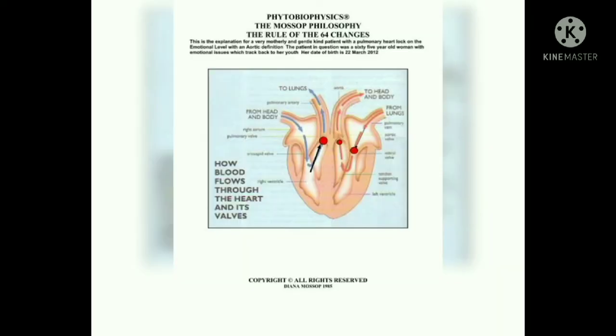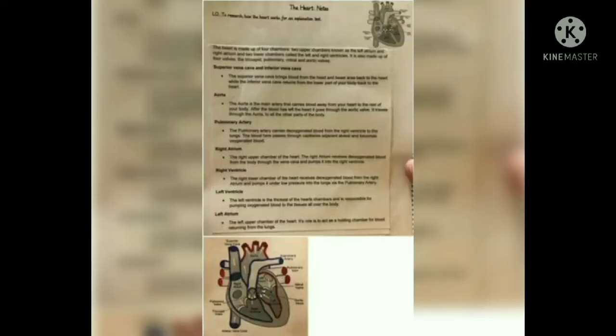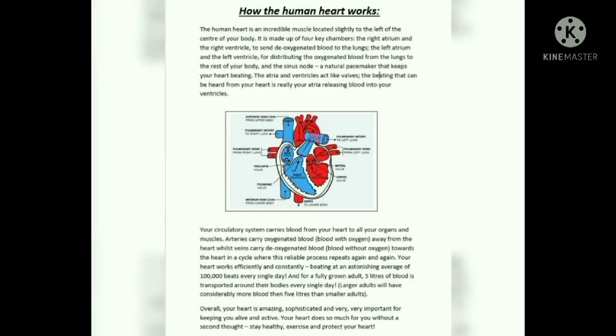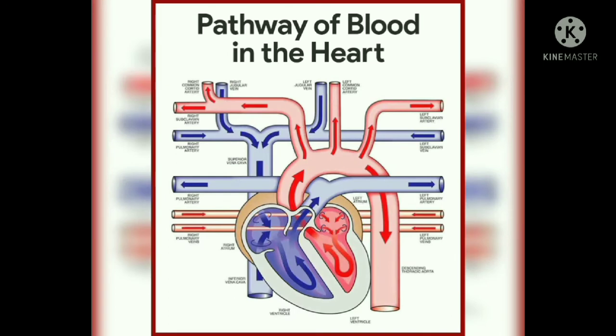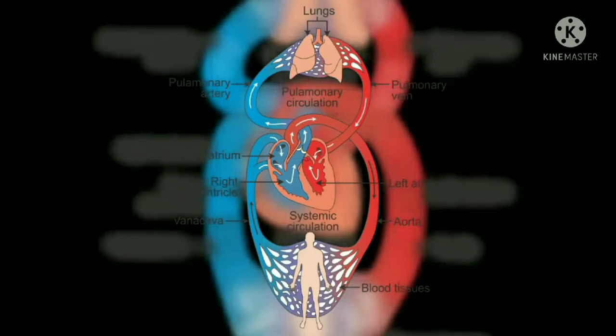Blood that has circulated throughout the body enters the heart through the right auricle. It then passes through the tricuspid valve into the right ventricle below, and it is then pumped through the pulmonary artery to the lungs for oxygenation.